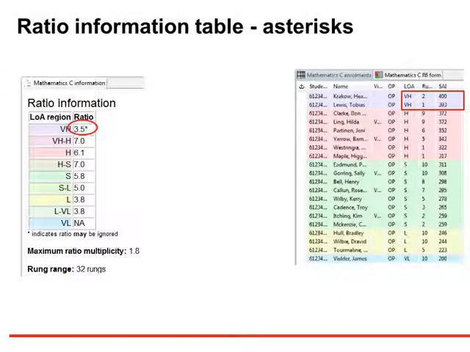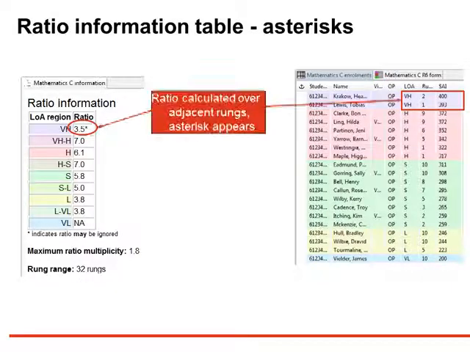Let's also take a closer look at what asterisks mean in the ratio information table. In this case, you can see that the average points per rung in the VHA band has been calculated over adjacent rungs. Students are on VHA1 and VHA2. An asterisk appears beside 3.5 and it's okay to ignore this number in the table as it is small.